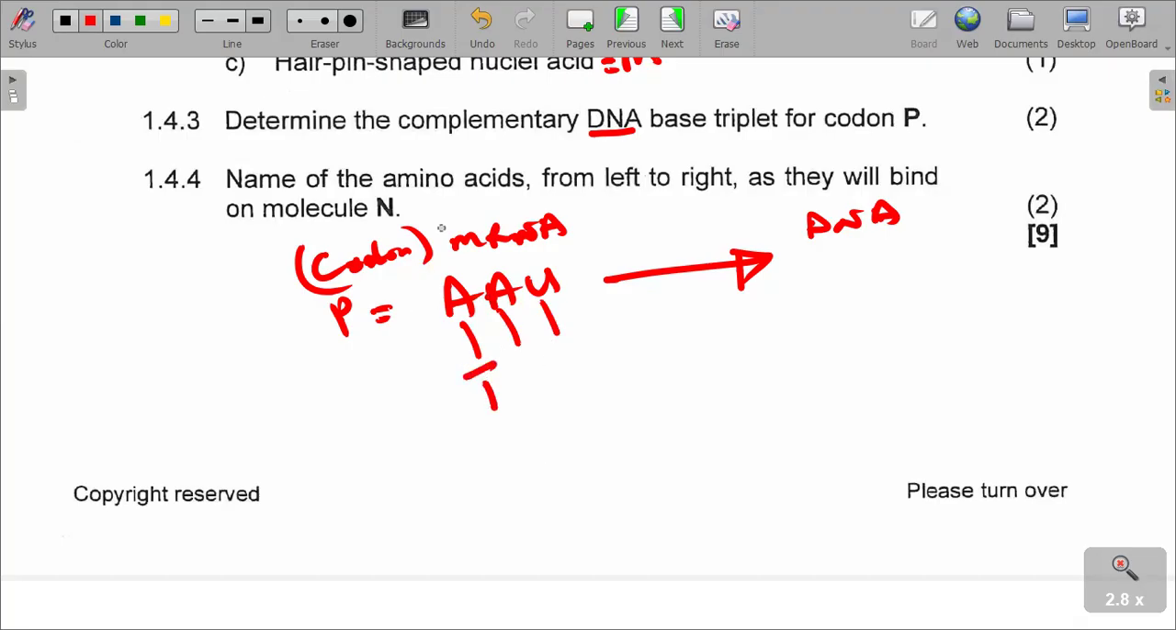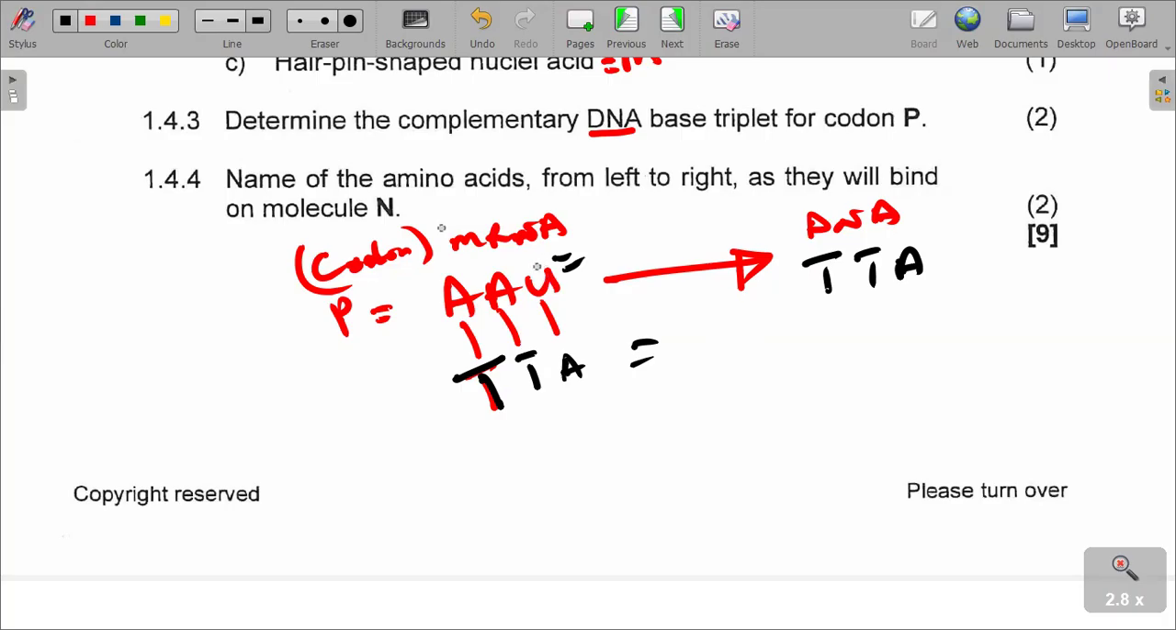A pairs with T. And U, as you can see, is representing T in other ways, which must pair up with A. So the complementary base triplet in DNA is going to be TTA, given that our codon is AAU. So it is going to be TTA according to the corresponding complementary pairing of bases that we understand.